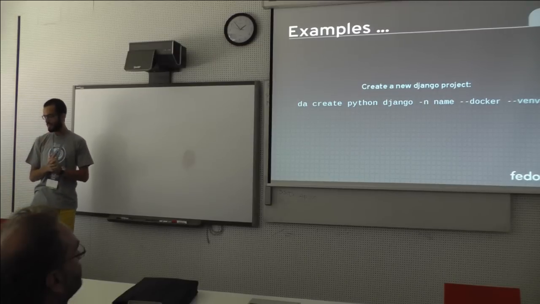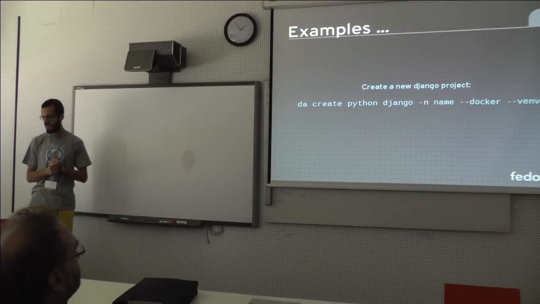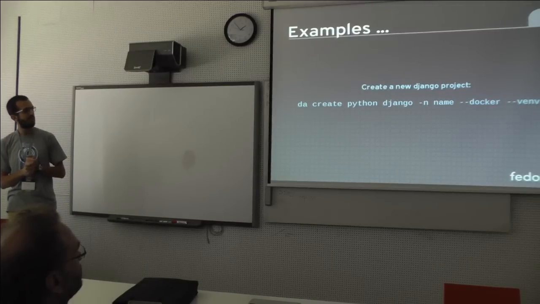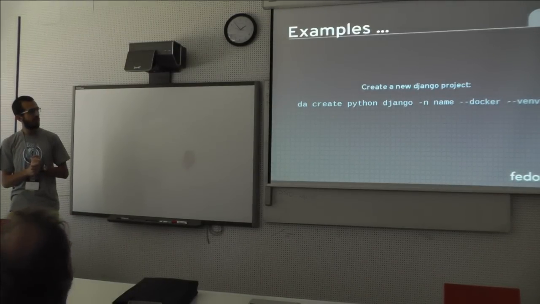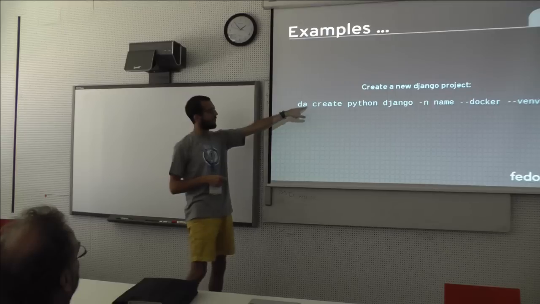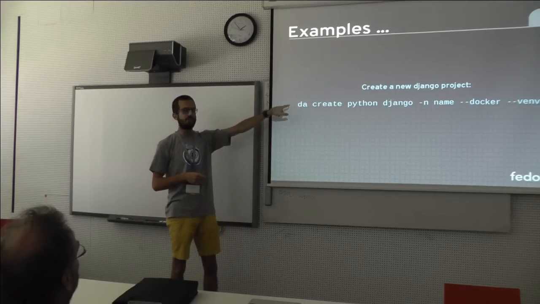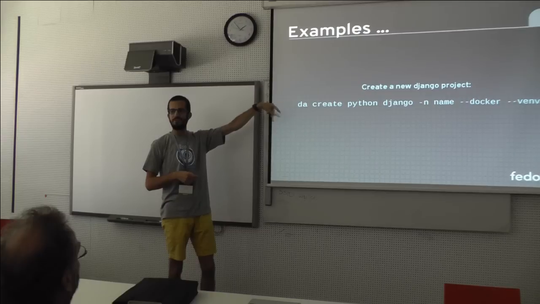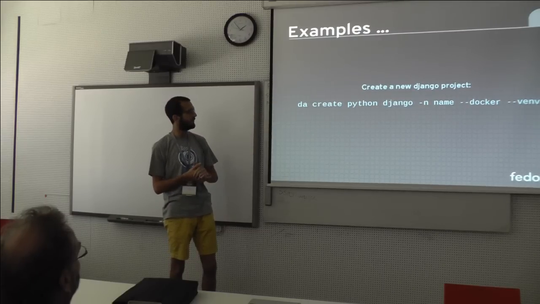So some examples. This example is for creating a new Django project. The way it works is that you start with this binary. We have DA, we also have DevAssistant. DA is just like a shortcut to type it quickly.